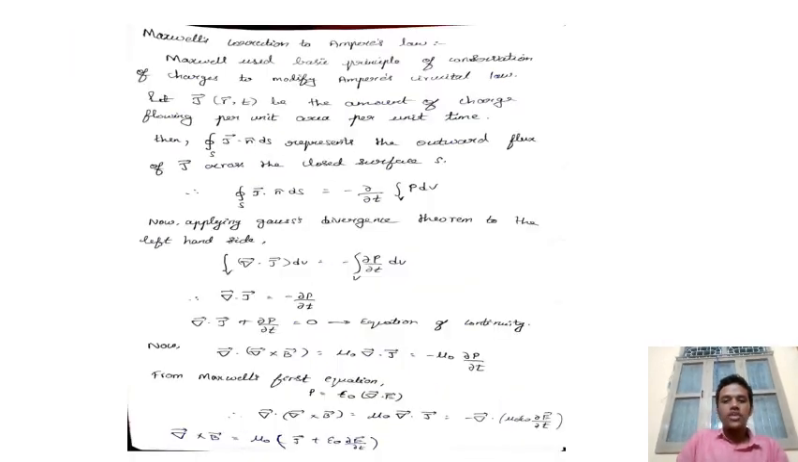The Maxwell's correction to Ampere's law. Maxwell used the basic principle of conservation of charge to modify Ampere's circuital law. Let J bar be the amount of charge flowing per unit area per unit time. Then the surface integral of J bar over the closed surface represents the outward flux of J bar across the surface. Therefore, the surface integral of J bar is equal to minus d by dt of the integral of rho dv, which means the flow of charges across the surface is at the expense of the loss of charge.